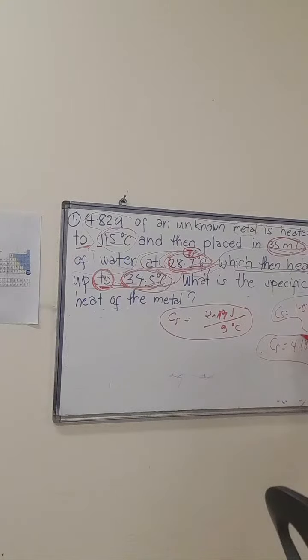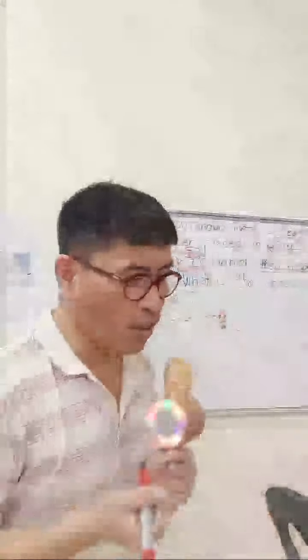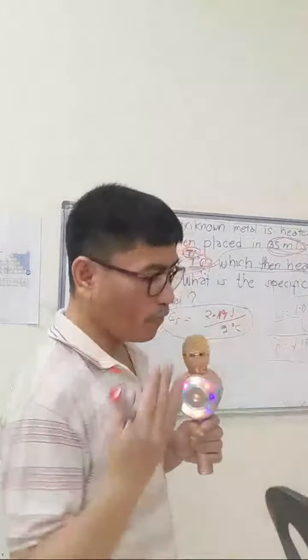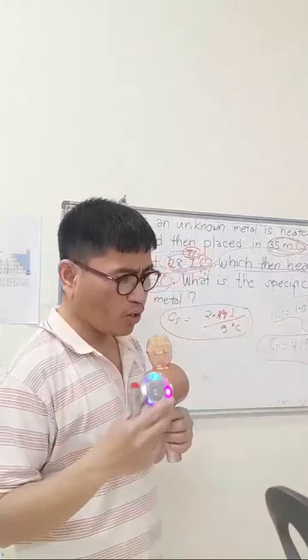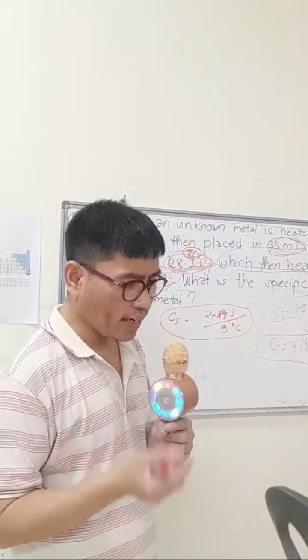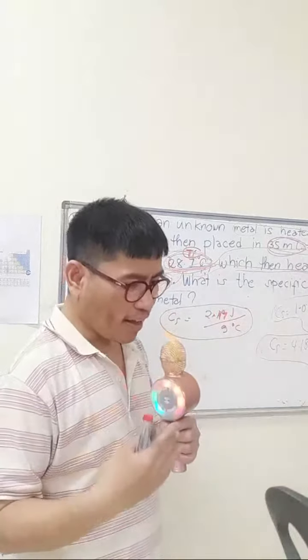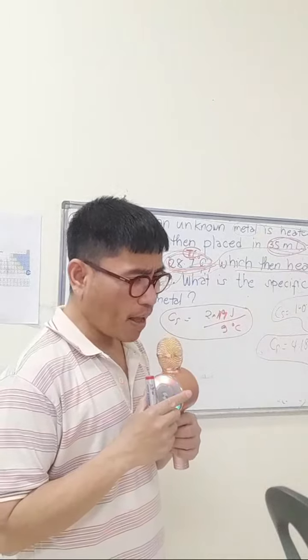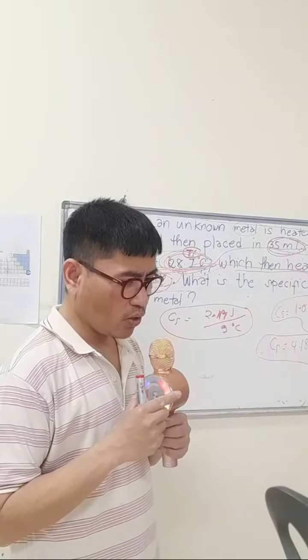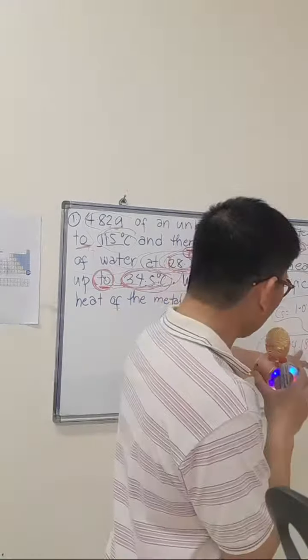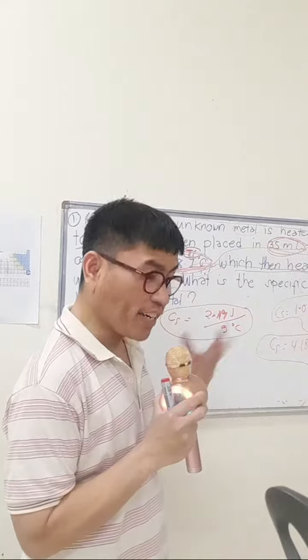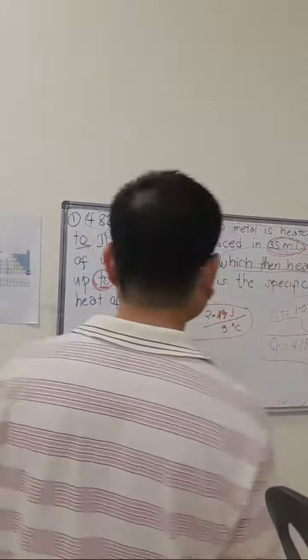Bear this in your mind, guys, this theory part: all metals always have a lesser specific heat capacity compared to water. Again, all metals have lower specific heat capacity compared to water. It's always lesser than 4.184. Take a look here, 2.93. Why?